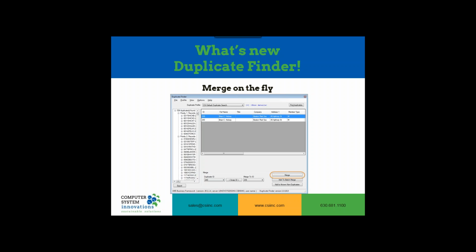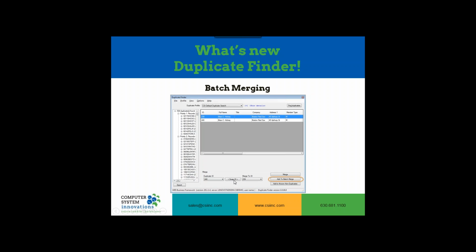Once I found my dupes, as I click on each one, I can merge on the fly. And that's just clicking the merge button down below. Notice there's a cool little swap button down on the bottom, so you can decide which one you want to keep and which one you want to get rid of. You can add to the batch merge.